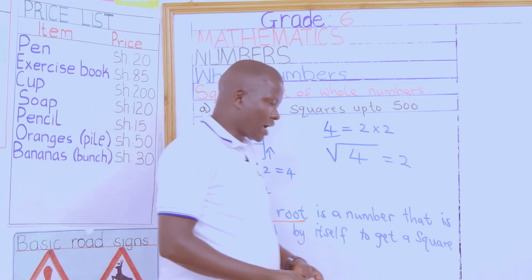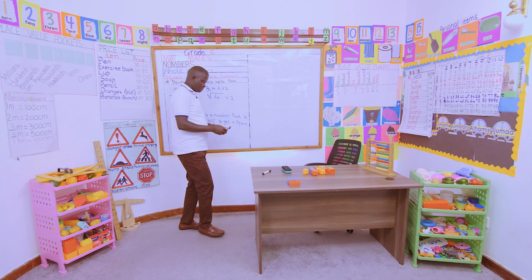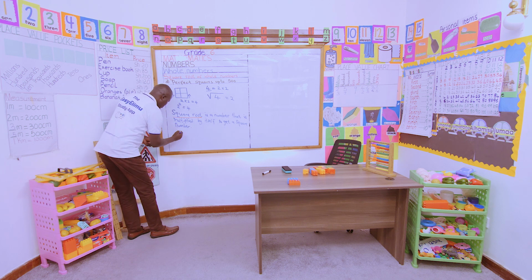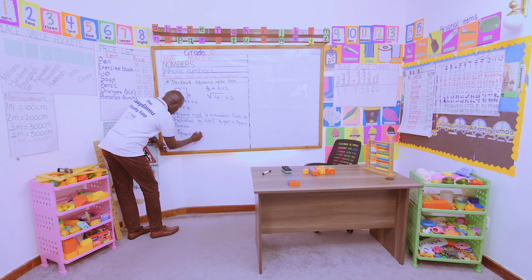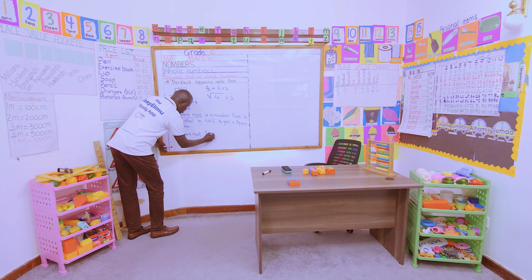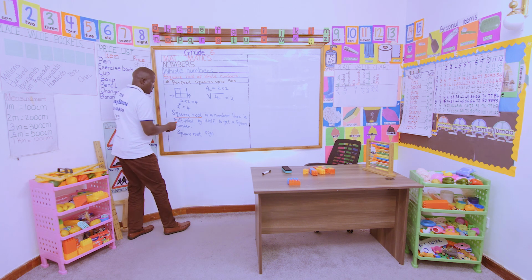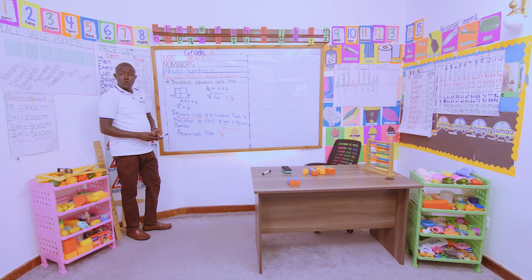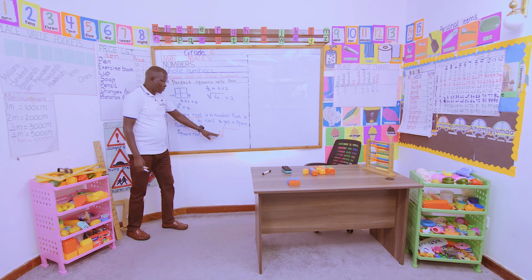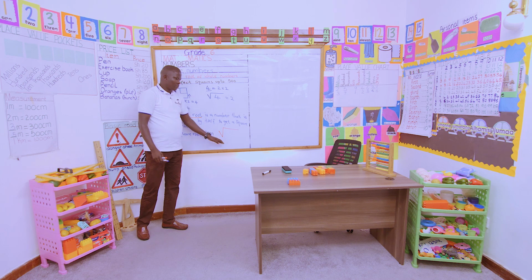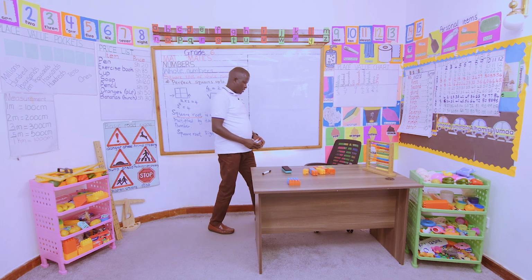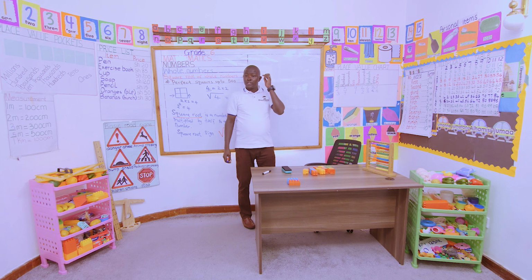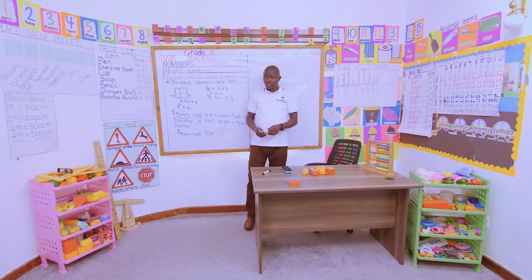And when we are working out the square root, we use this sign. This is the square root sign. Whenever you see this sign, it means you are looking for the square root. Whenever you use this sign, you are calculating the square root.